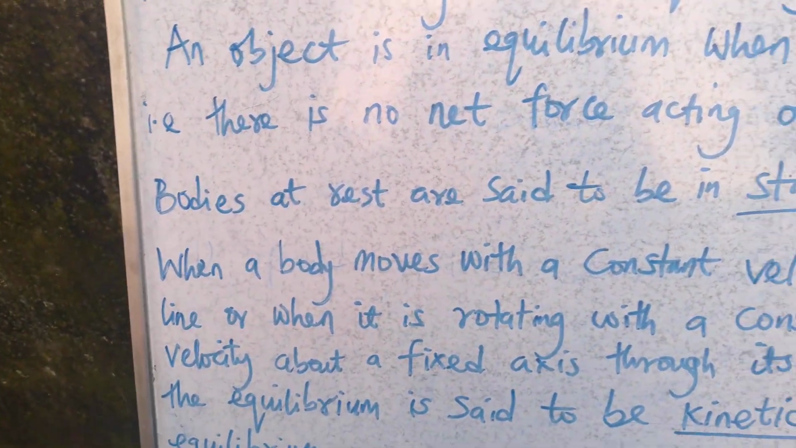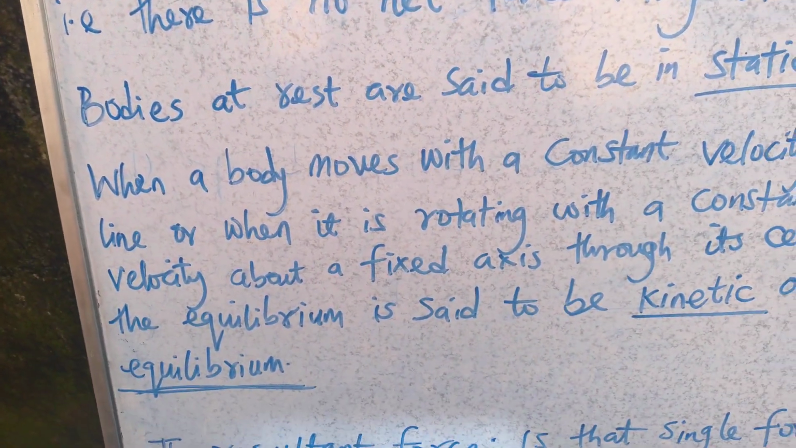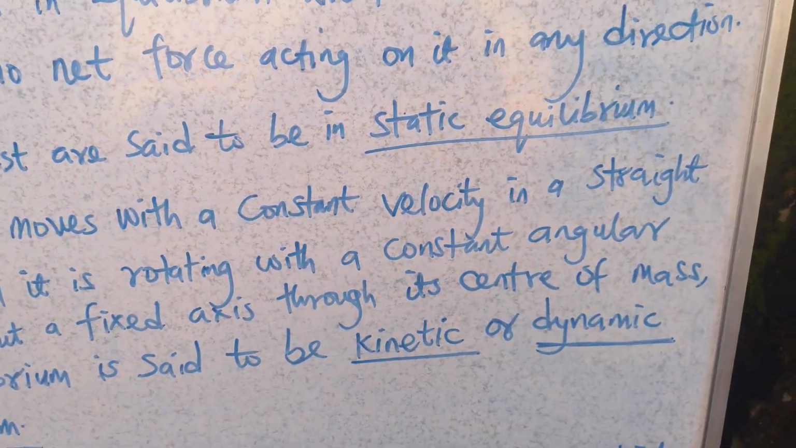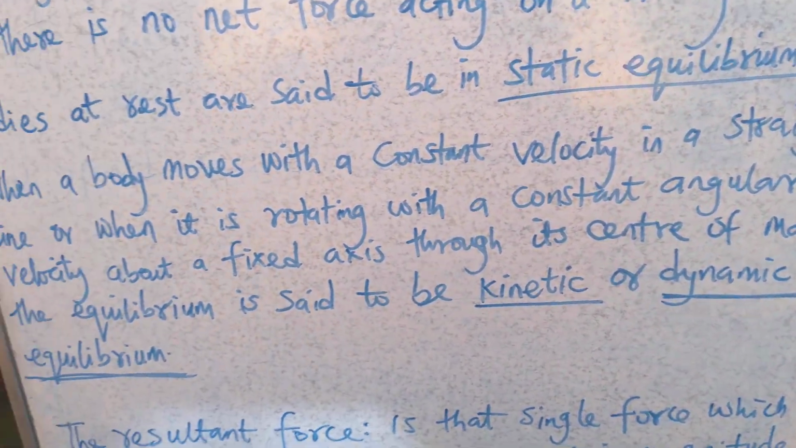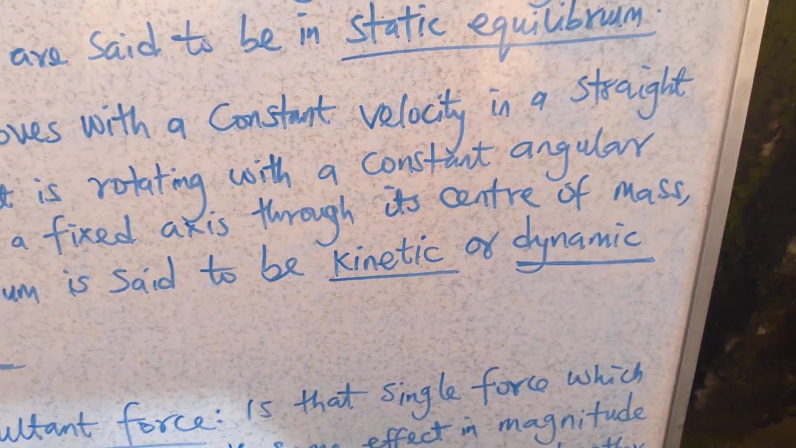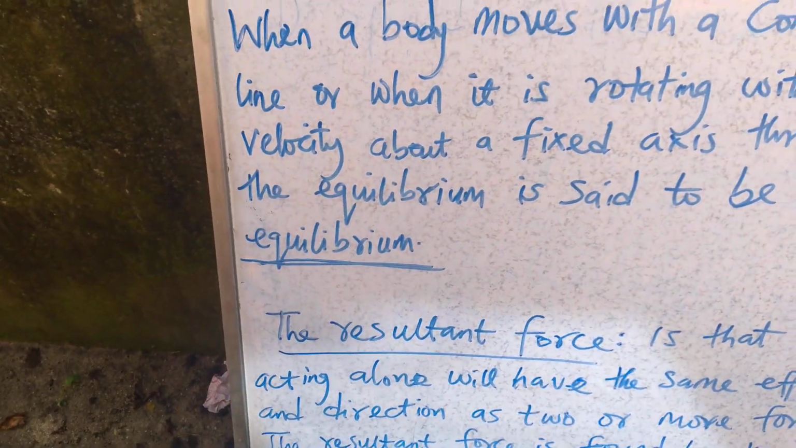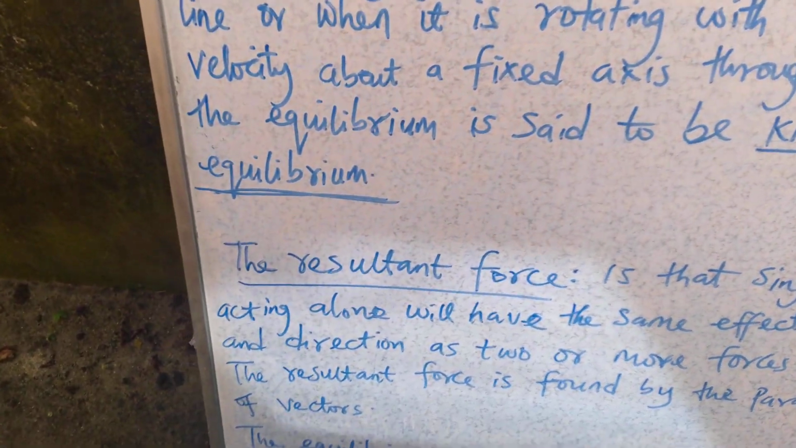Bodies at rest are said to be in static equilibrium. When a body moves with a constant velocity in a straight line, or when it is rotating with a constant angular velocity about a fixed axis through its center of mass, the equilibrium is said to be kinetic or dynamic equilibrium.